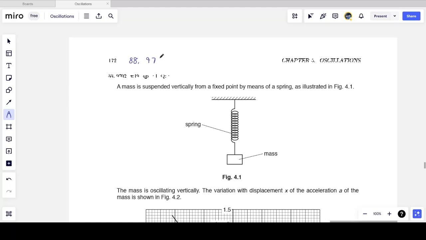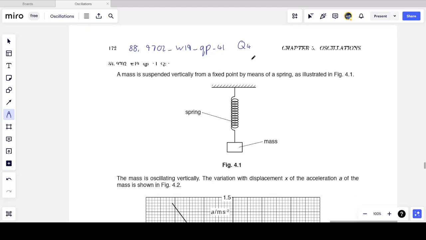And again, the subject code is 9702. This is from the winter May-June exam 2019. Question paper 4, variant 1. And this is question 4 from that paper.